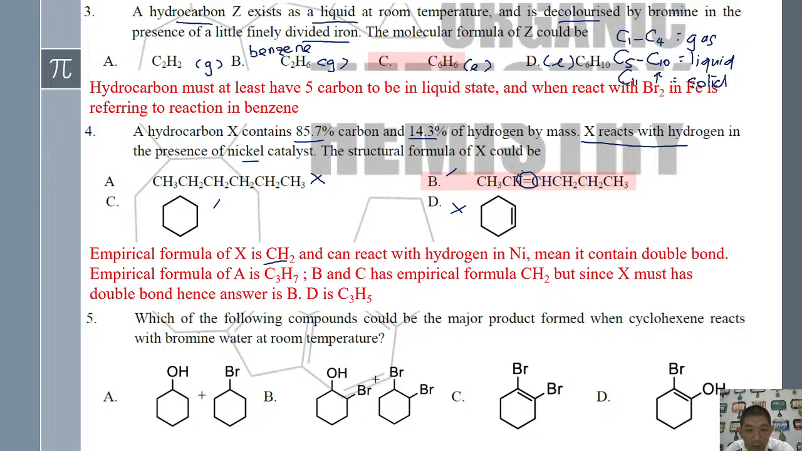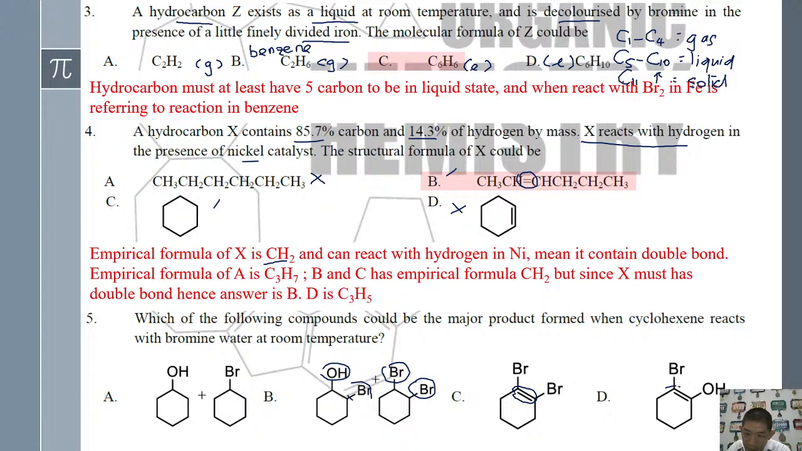Number 5. Which of the following compounds could be the major product when cyclohexane reacts with bromine water? When it reacts with bromine water, what are the products here? It can be either OH and Br, and also Br and Br. But C and D are both wrong because it shouldn't be an unsaturated hydrocarbon. It should be a saturated hydrocarbon already.